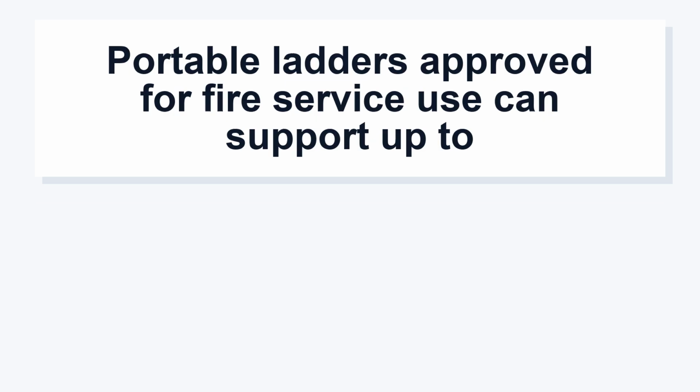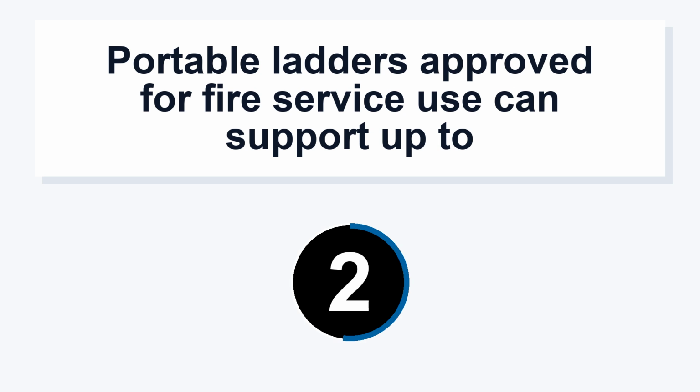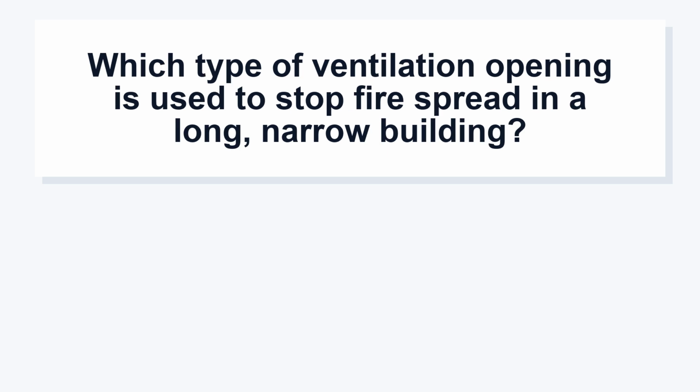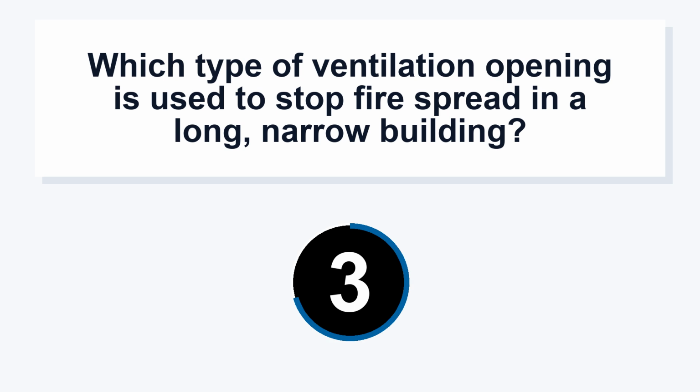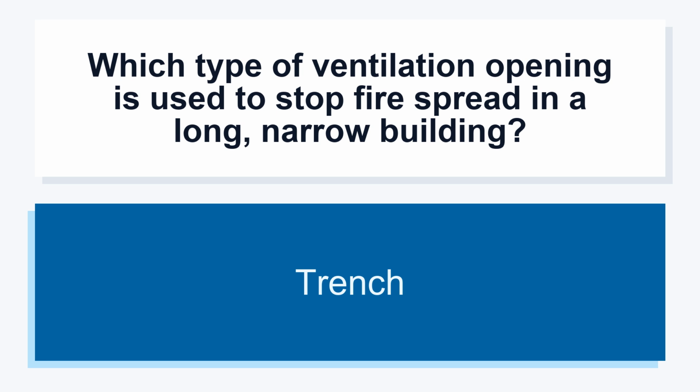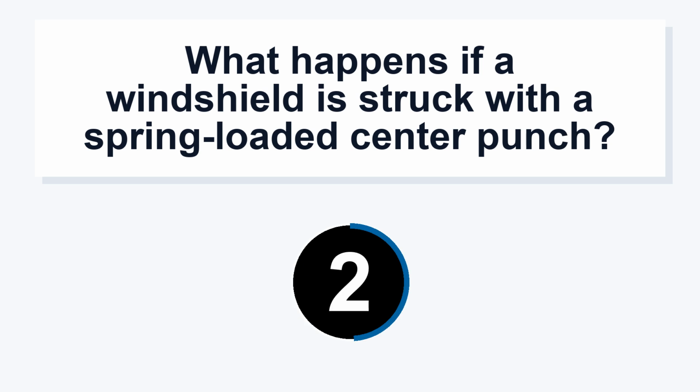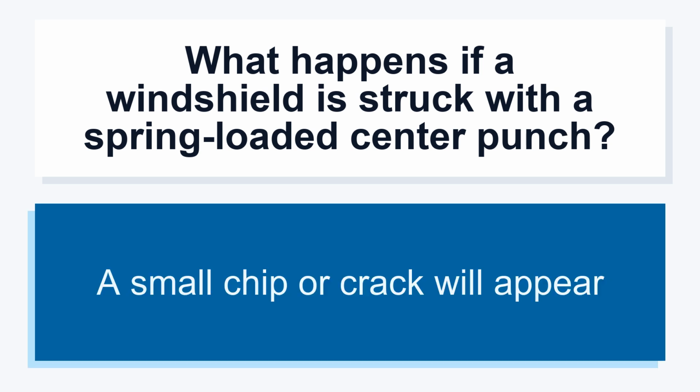Portable ladders approved for fire service use can support up to 750 pounds, 340 kilograms. Which type of ventilation opening is used to stop fire spread in a long, narrow building? Trench. What happens if a windshield is struck with a spring-loaded center punch? A small chip or crack will appear.